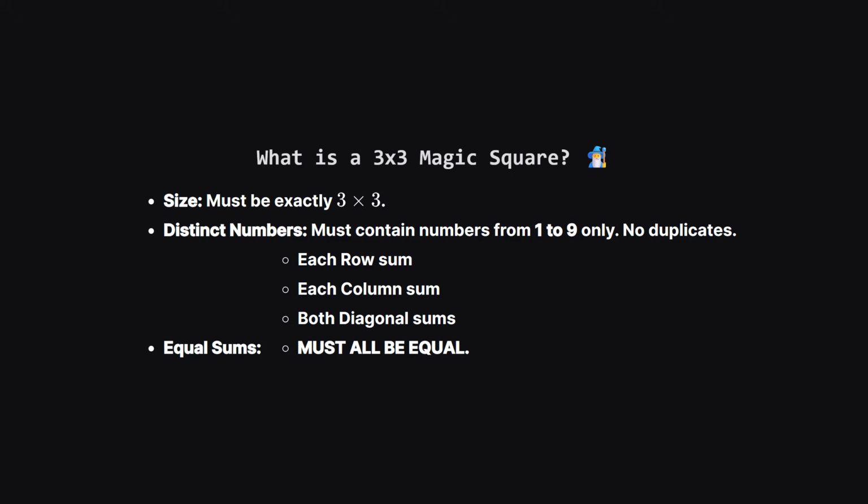So let's break down the definition. A 3x3 magic square isn't just any box of numbers. First, it has to be exactly 3 cells wide and 3 cells tall. Second, it must contain distinct numbers from 1 to 9. This means every number from 1 to 9 appears exactly once. No repeats, no zeros, no tens. And third, the magic part. The sum of every row, every column, and both diagonals must be exactly the same.